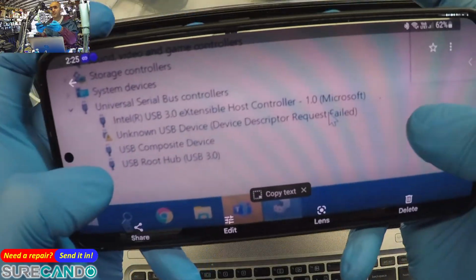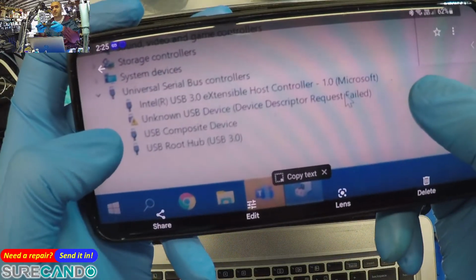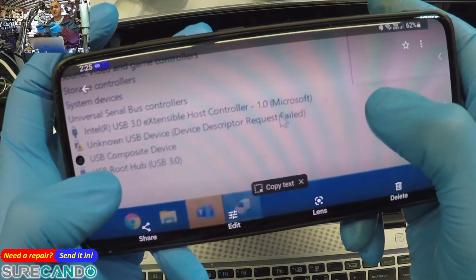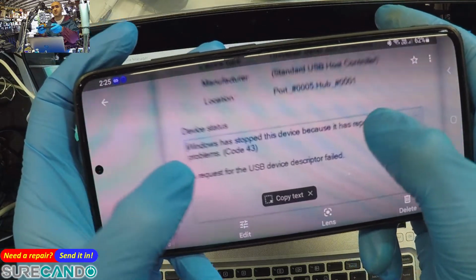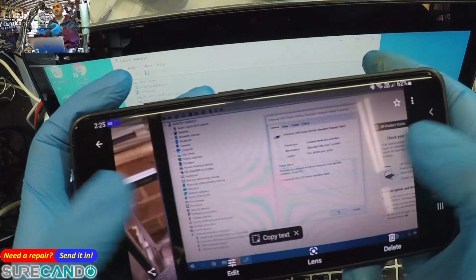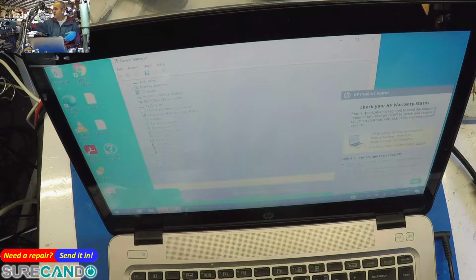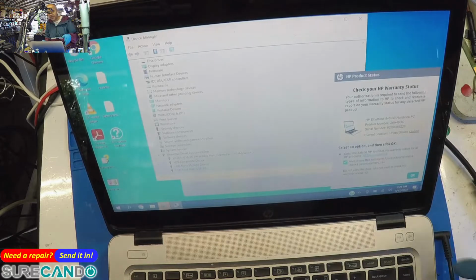So, did it do it? No. Unknown USB device descriptor request failed. So that's the message. This generally relates to a hardware fault. But let's see if we can repeat it. And this error was happening without even a USB device plugged in. There are still USB devices plugged in, such as the camera, maybe the touch panel.